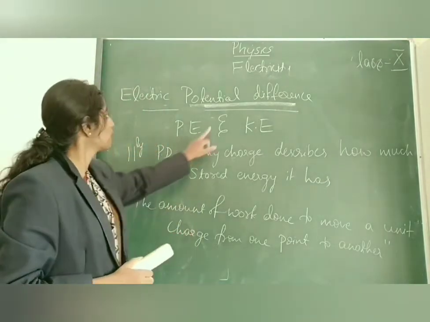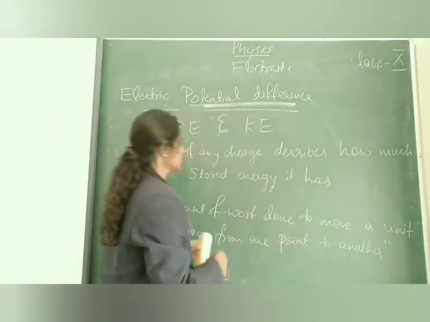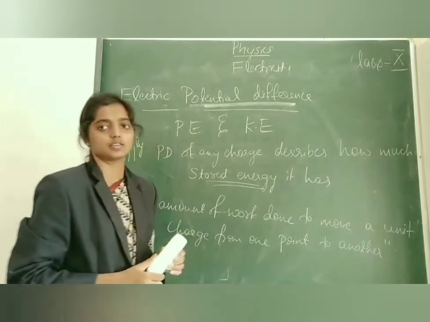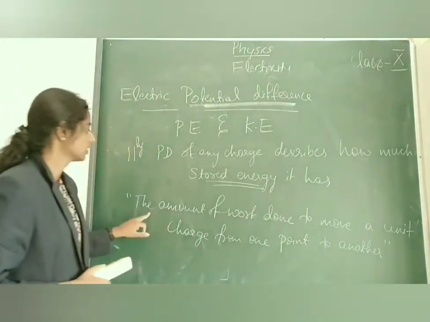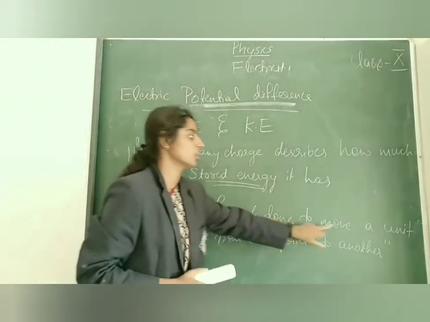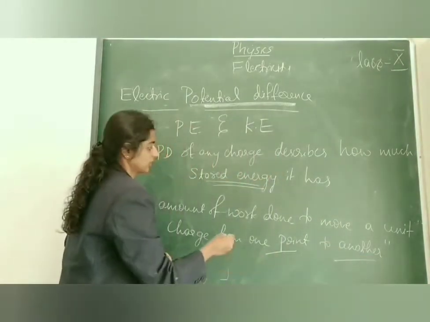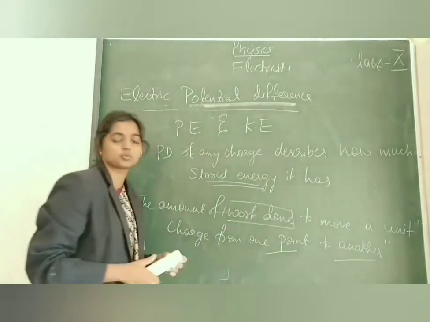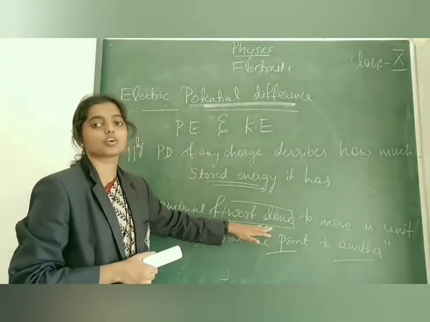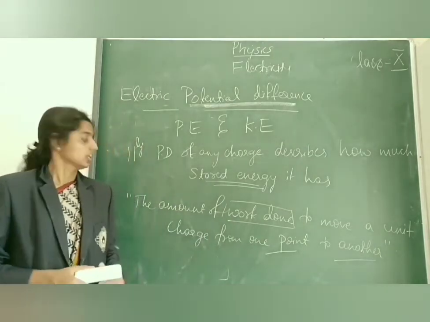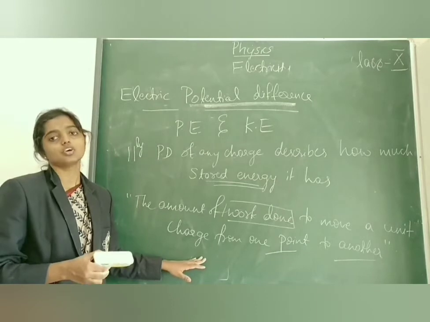Similarly, the potential difference of any charge describes how much stored energy it has. Hence, electric potential difference is defined as the amount of work done to move a unit charge from one point to another. See here, we came across the word work done. About this we learned in our previous classes. So go back and learn what is work done, what is its SI unit and all. Hence, it is defined as the amount of work done to move a unit charge from one point to another.